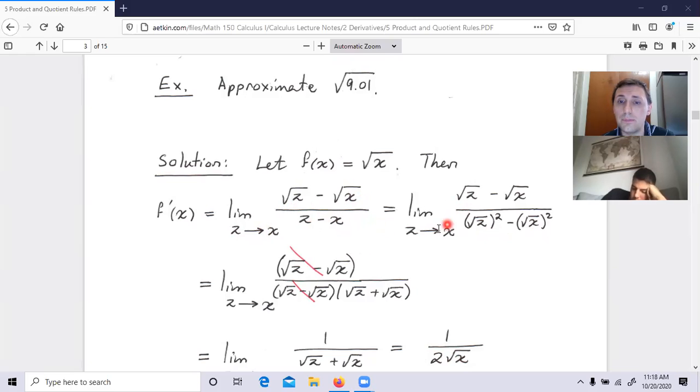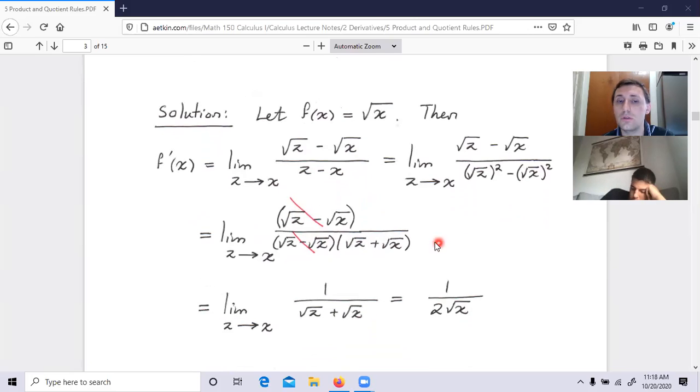So I take the limit, and then I'm able to factor the denominator into root of z minus root of x, times root of z plus root of x. I can cancel the root of z minus root of x. And then I have this limit, 1 over root of z plus root of x. The limit as z goes to x now becomes 1 over root of x plus root of x, which is 1 over 2 root x. That's my derivative. Good?